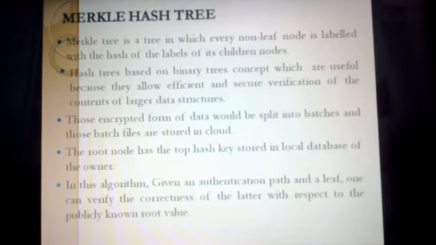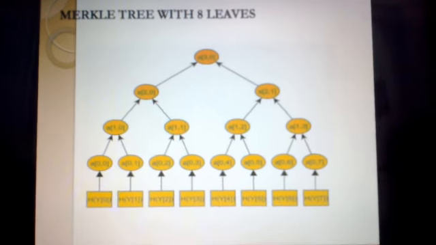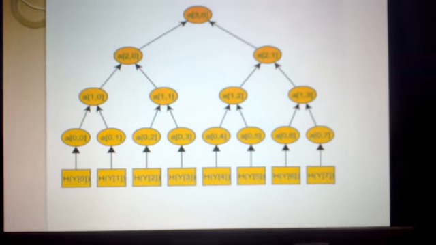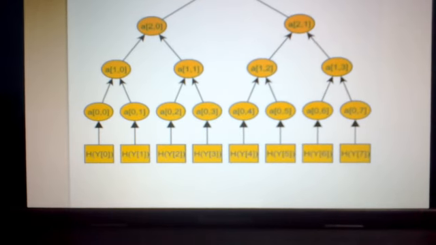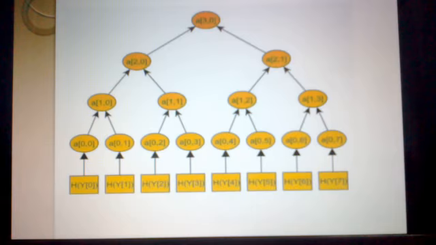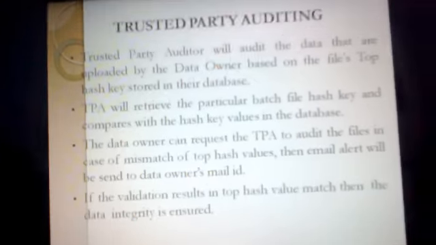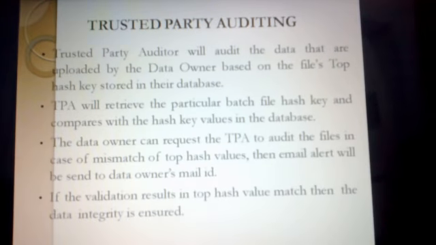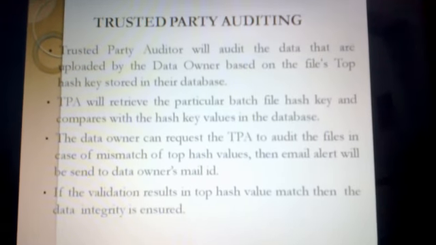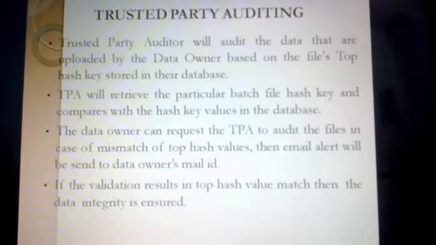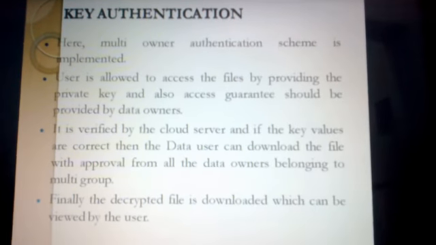This is the Merkle hash tree. This is the overall diagram of the MHT. The bottom files are called main data files, and for each data file the hash code will be generated and the main hash code will be stored in the database. Trusted party auditing is nothing but it will audit the files. If it finds any file corrupted, then it will send a message to the owner's email ID that the file is corrupted.